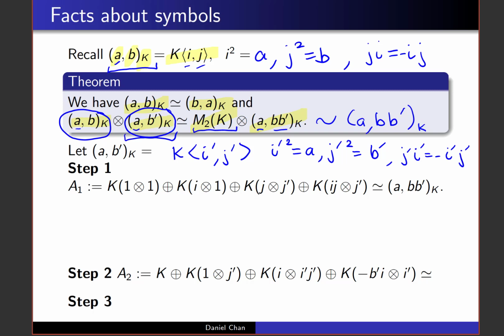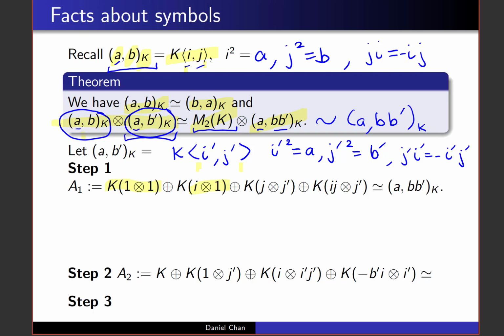So inside this tensor product here, I want to find a subalgebra. Okay, so to find a subalgebra, of course, you have to have the copy of the field. So that's K times the unit, which is 1 tensor 1. And then I'm going to throw in i tensor 1. That's something that's inside here because this is just the algebra over K generated by i, j and i prime, j prime. Okay, and the copy of i is i tensor 1 inside here.